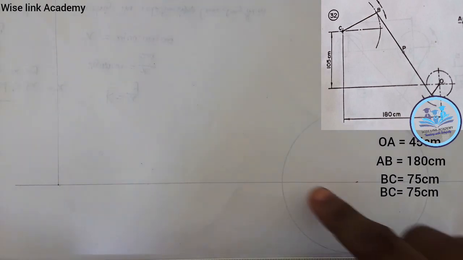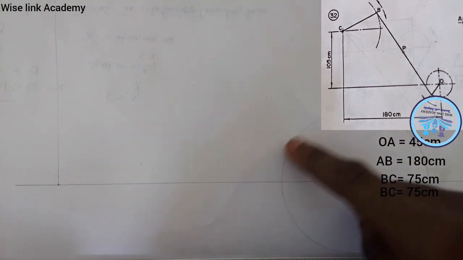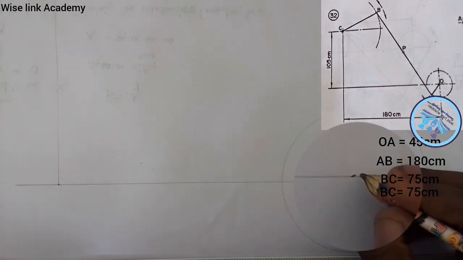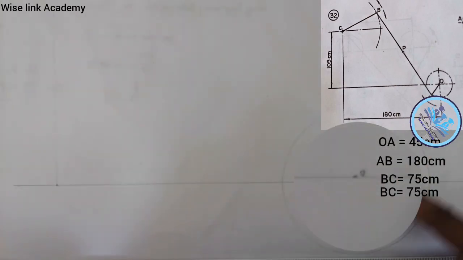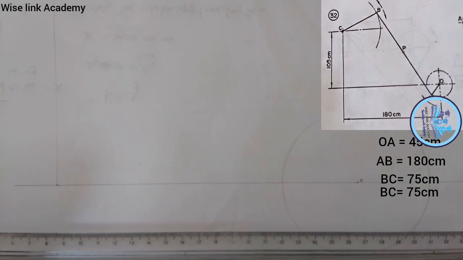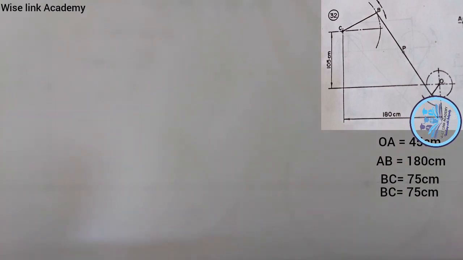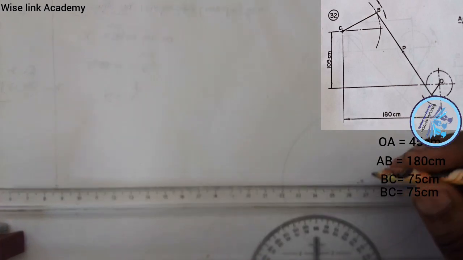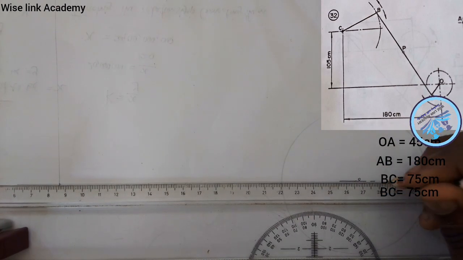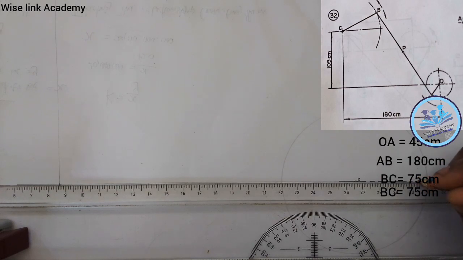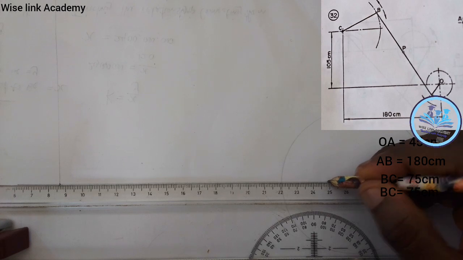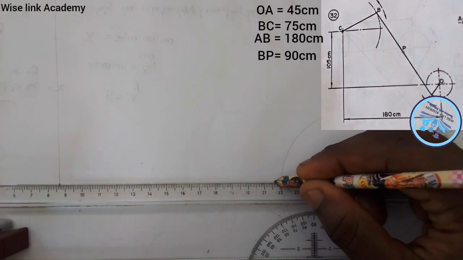As you can see, I have drawn my crank OA. So don't forget, this point is my point O. So for me to make this have a reasonable center point, I take my T-square this way. I'll draw a long one, a short one, long one, short one, and so on, ending with a long one.